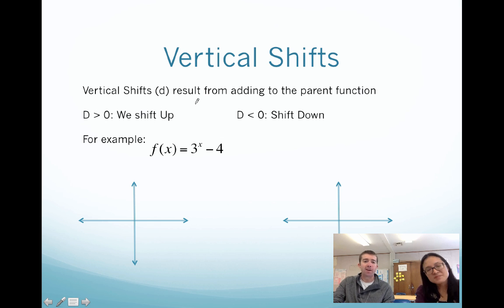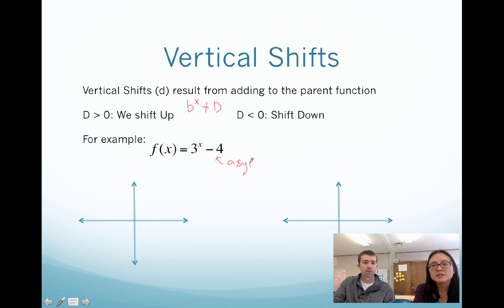All right. So now here we have our parent function b to the x. So if we add on to it some d term, that is our vertical shift. So we're just taking that exponential and either moving it up or down. Remember when you're shifting, you're moving the whole graph. So our asymptote, everything moves up. In other words, you can almost think of this as your asymptote now.